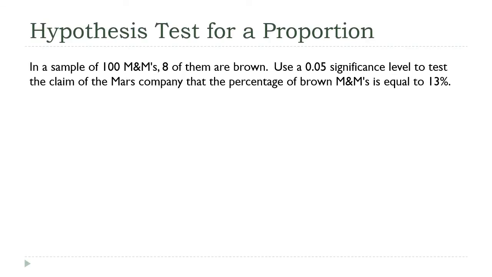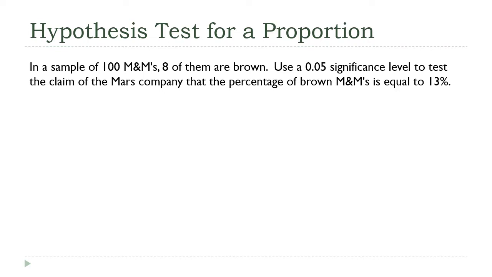So I'm going to walk through two examples of hypothesis tests for a proportion here. And in each one, I'm going to use both methods. I'm going to use both the p-value method and the critical value method so that you can see each one of them in action. All right, so you see here we have kind of a manufacturing example.